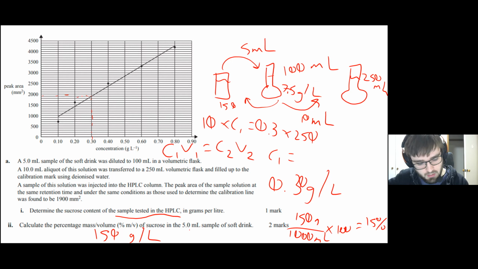Alternatively, you can just say it's going to be 15 grams in 100 mL. So therefore, it's going to be 15%. And I'll leave it at 15, just 15 there with the significant figures.